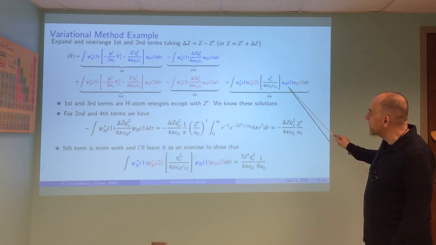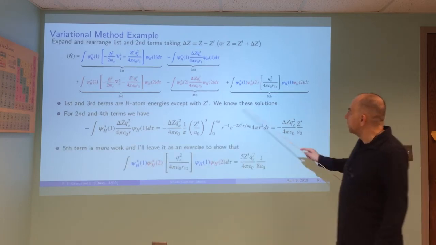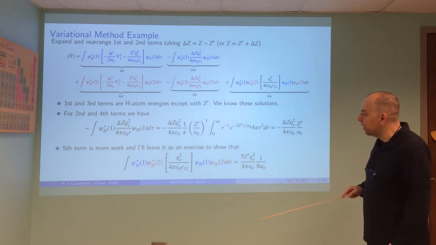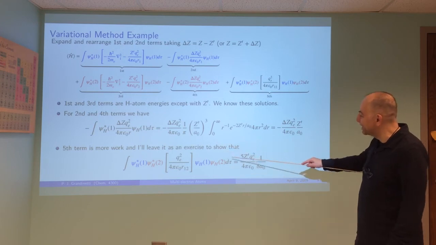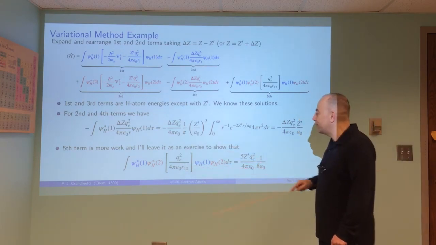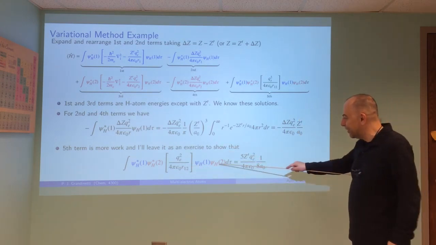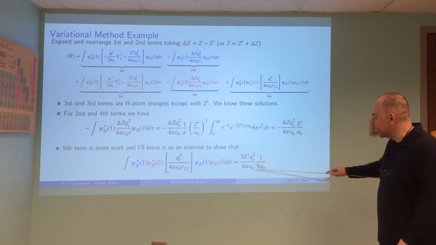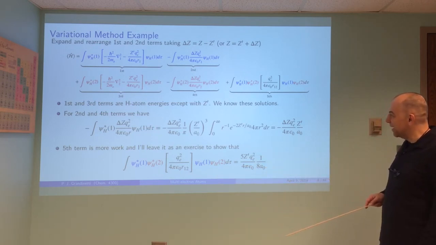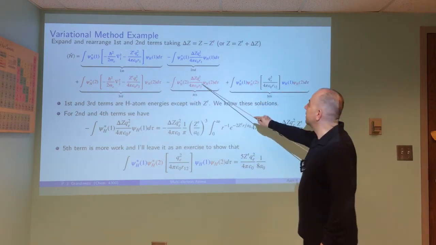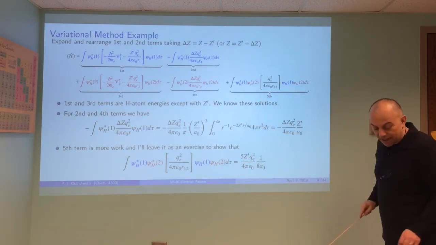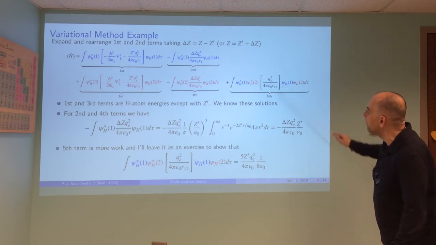The final term, this one right here, is going to be a lot of work. So in the notes, I don't do this, but I leave it for you to show. I think it's a homework problem. You can show that this comes out to this value. Okay, so we've done it. We already know these solutions, we just calculated these, and I leave it as an assignment for you to get this one.